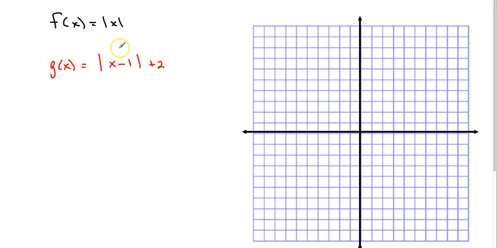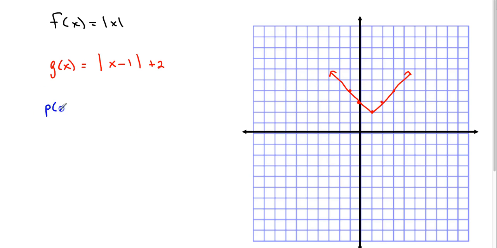So minus 1 plus 2, this is going to shift 1 right and up 2. And my slope is 1, and my graph looks like so. Okay, that one's in red. Now let's throw a horizontal reflection over the y-axis, right? Let's throw that one in there.